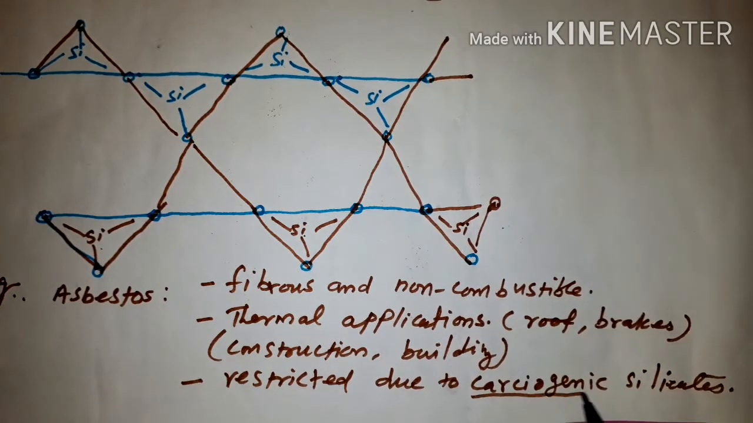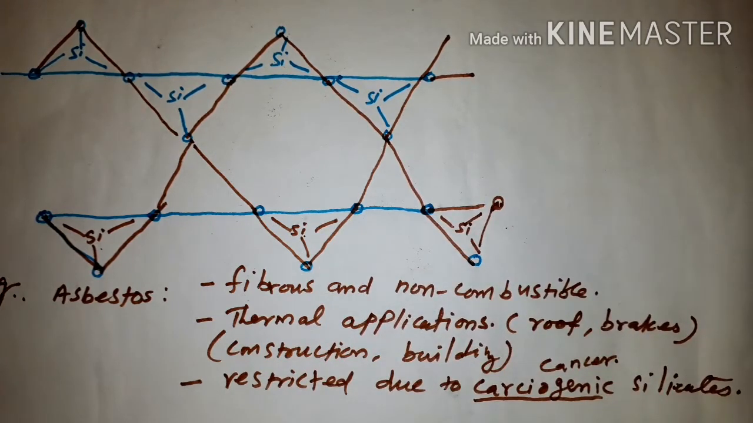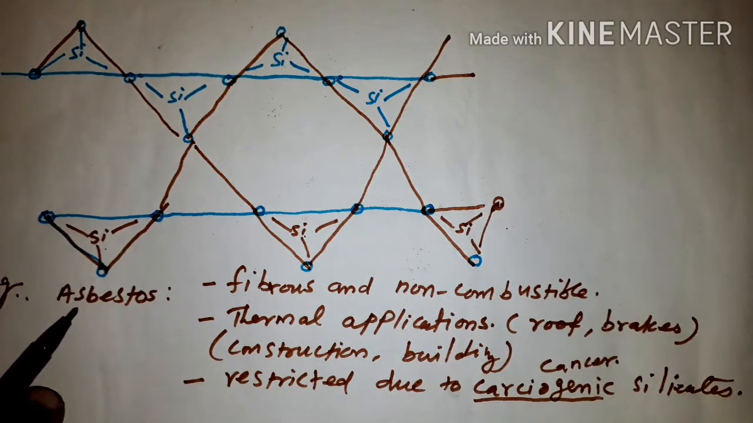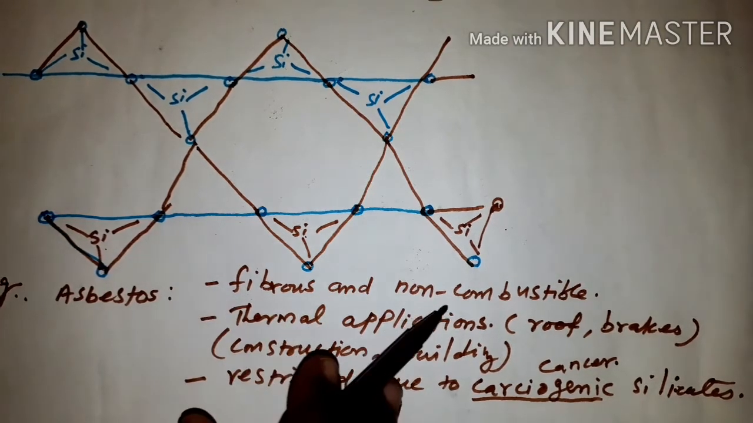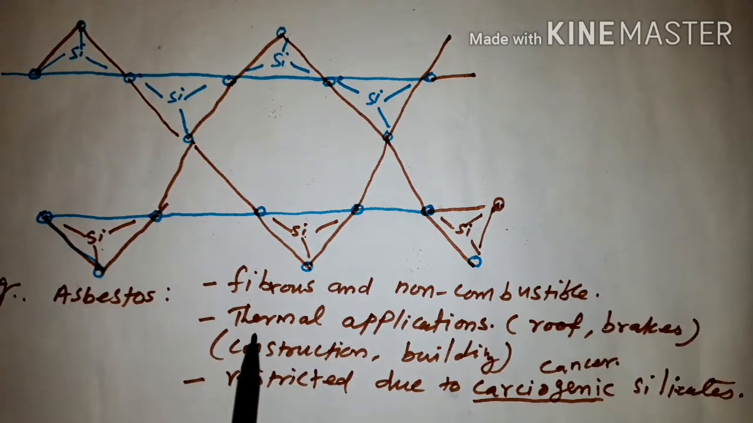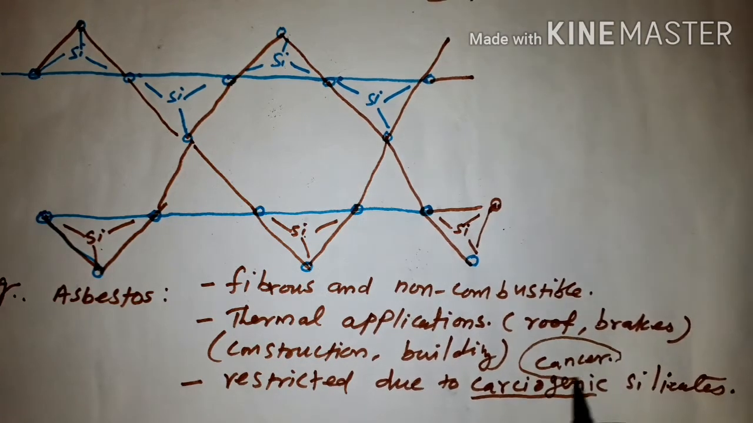Carcinogenic means it creates cancer. So an example of double chain silicates is asbestos. They are fibrous and non-compressible. Mainly it is used for thermal applications, roofing, brake lining, then construction and building applications. It is restricted due to these carcinogenic silicates. Carcinogenic means it creates cancer.